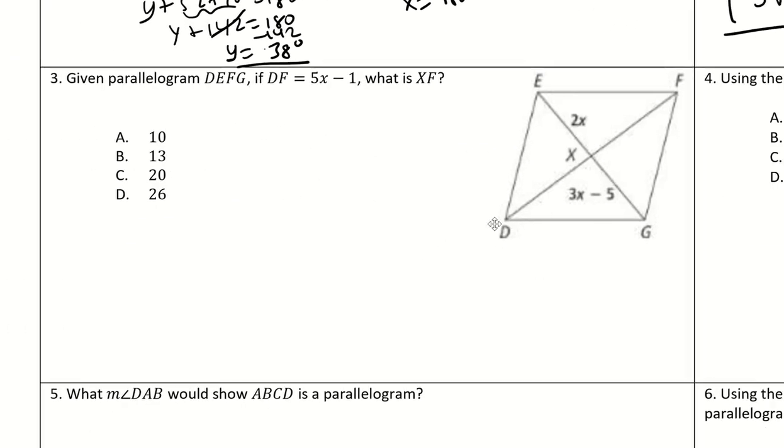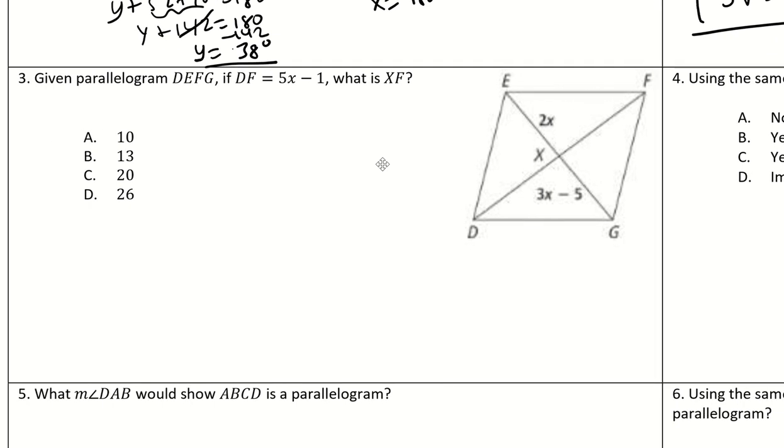All right, next one. Given the parallelogram, DF is 5x minus 1. What is XF? And okay, so where is x? Oh, okay, so this is actually, hold on, let me write it over here. So this here is 5x minus 1, and then they want XF, so they want this question mark here, which I'll just call y. Okay, so XF is going to be y.